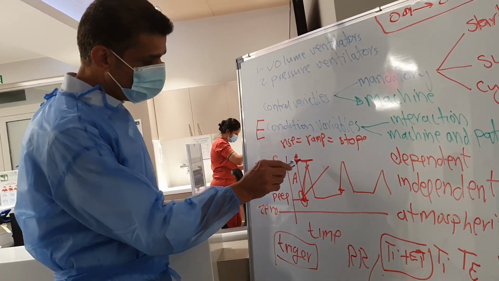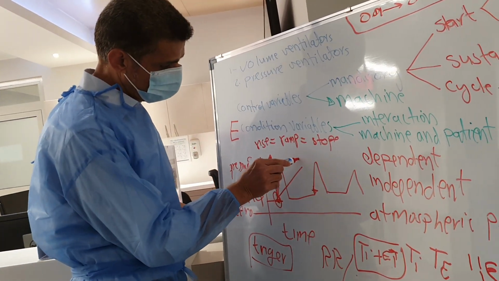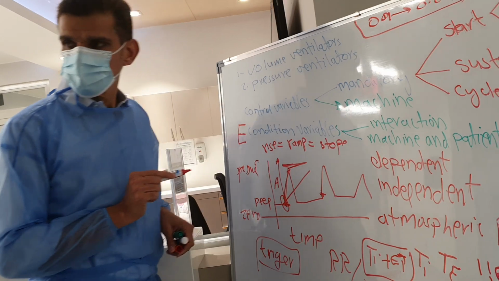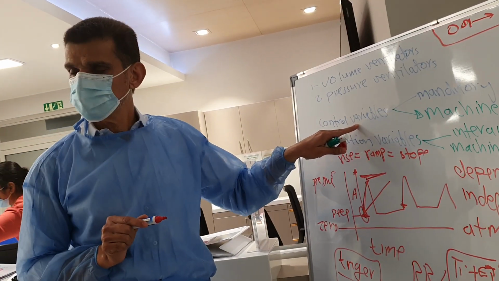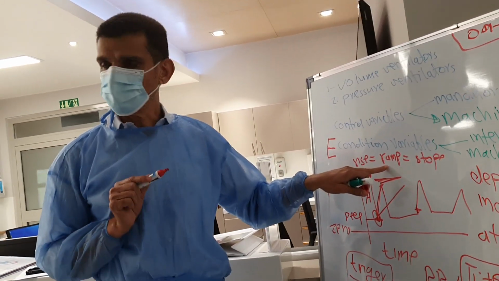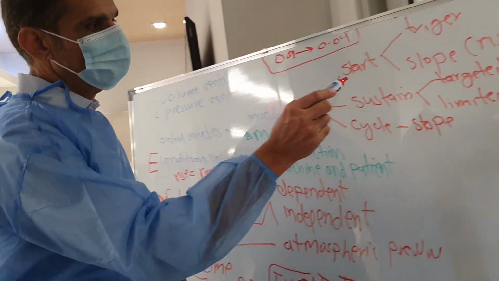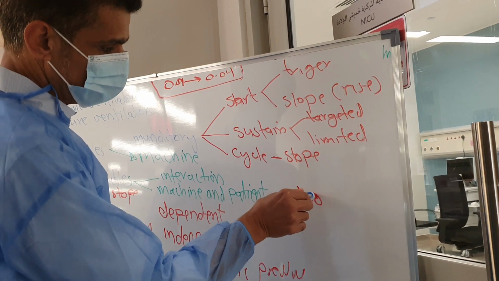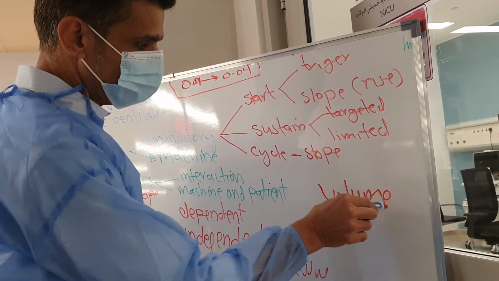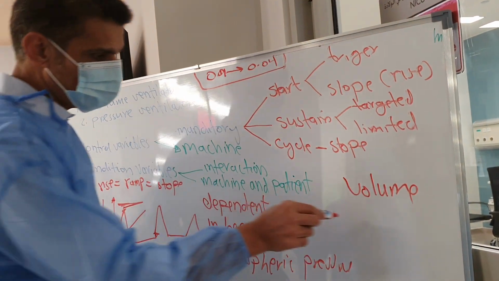And then we go to the plateau, the sustain. Okay? Sustain can be control variables, can be conditional variables. There are two types of sustain: there is volume, there is pressure.